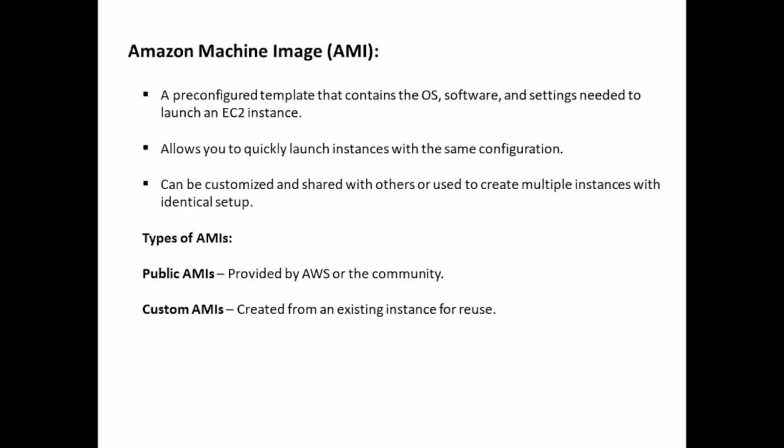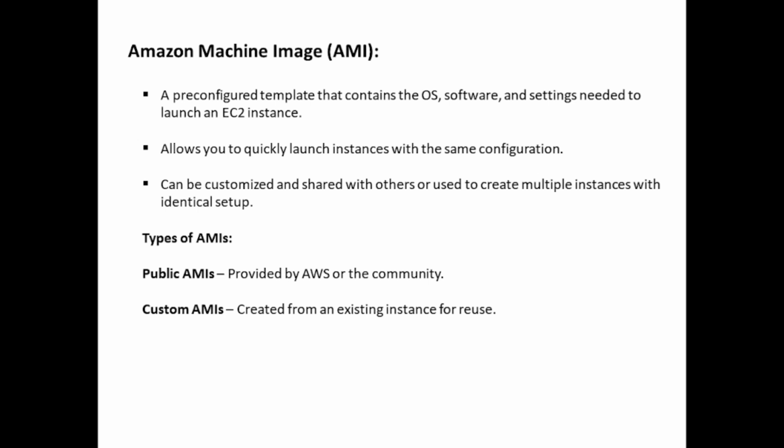Let's now look at AMIs, Amazon Machine Images, which are crucial for launching EC2 instances with predefined configuration. An AMI is a pre-configured template that includes the operating system, software, and settings required to launch an EC2 instance. AMIs allow us to quickly launch instances with the same configuration, making it much easier to set up and manage our instances across multiple environments. We can also customize AMIs to fit our specific needs and share them with others, or use them to create multiple instances with an identical setup, ensuring consistency in our infrastructure.